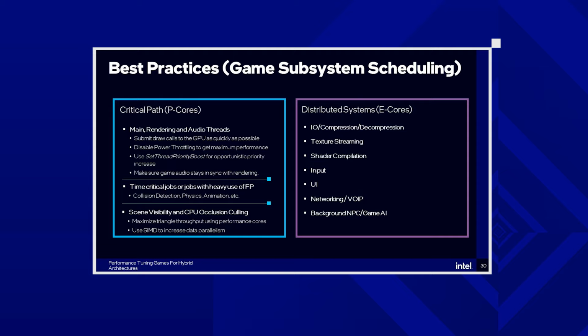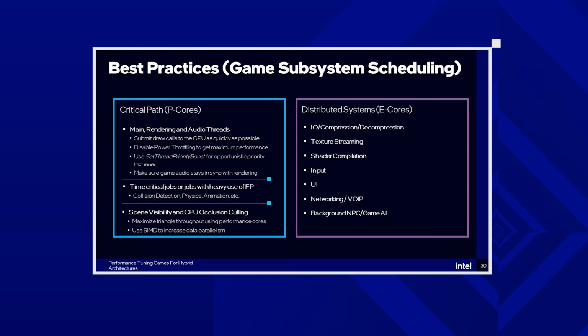Time critical jobs or jobs with heavy use of floating point, we want those to be on P cores, things like collision detection, physics, animation, etc. And scene visibility and CPU occlusion culling, we want that to also be scheduled on P cores. We want to maximize our triangle throughput by using performance cores. And we also use SIMD in those workloads to increase data parallelism, so they're prime candidates for P cores.